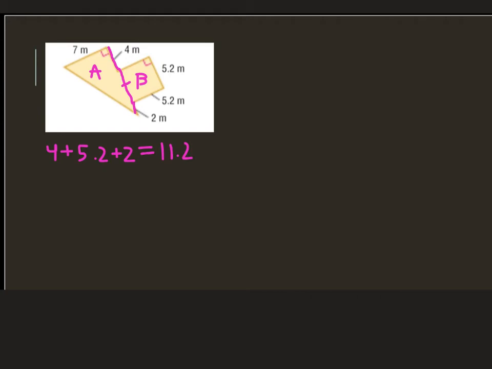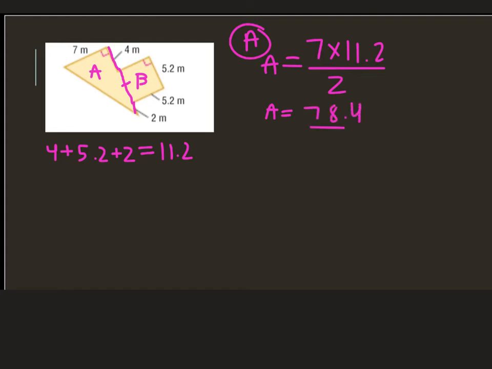So that's super important. We could not find the area of shape A without finding that height. So area equals, it's a triangle, so our base times our height divided by 2. I'm going to plug it in. You should as well. 11.2 times 7 should give you 78.4. And then we need to divide that by 2. 78.4 divided by 2 is 39.2.